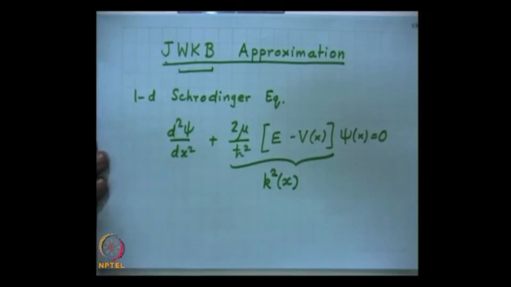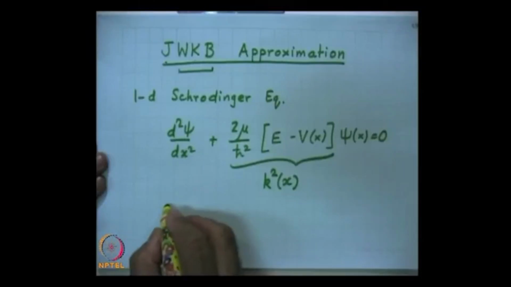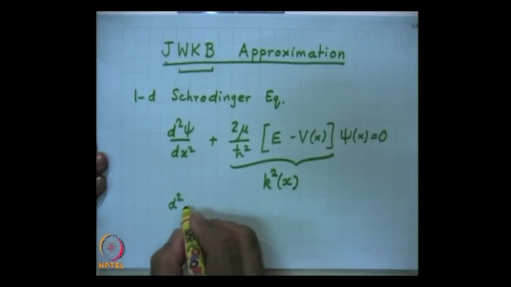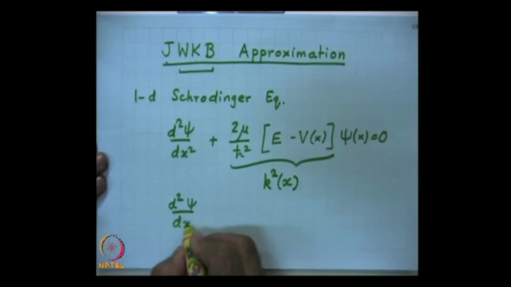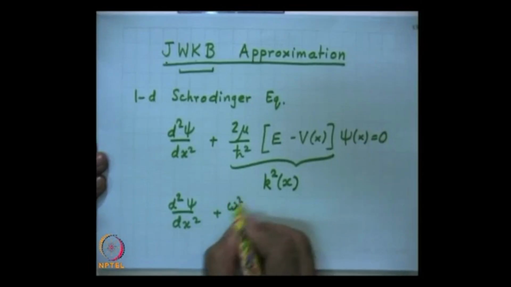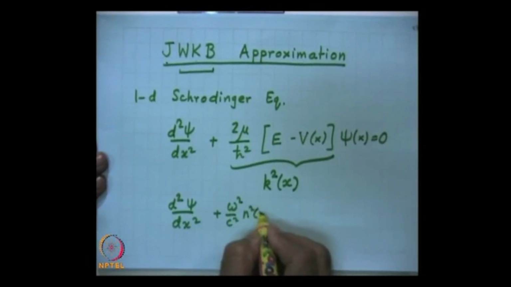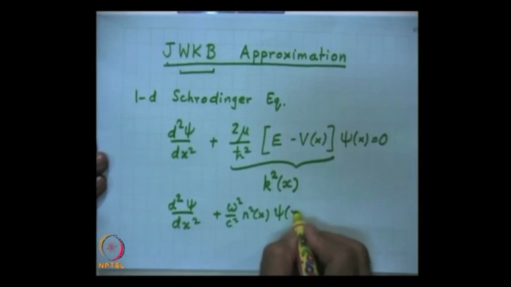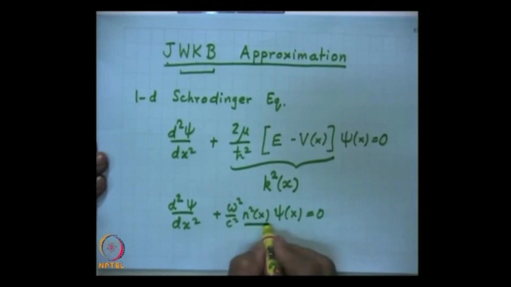This is also a wave-like equation. Even in plasma physics or electromagnetic theory, when an electromagnetic wave propagates through an inhomogeneous medium, we have a wave equation like this, plus omega square by c square n square of x psi of x is equal to 0, where omega is the angular frequency of the wave, c is the speed of light in free space, and n square is the square of the refractive index.